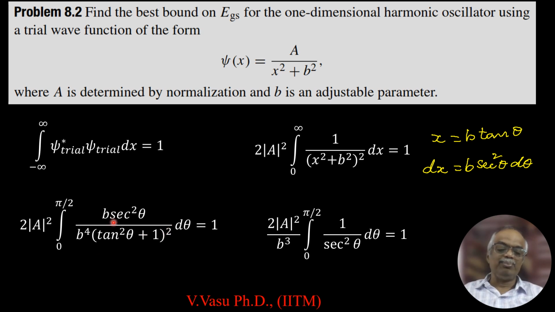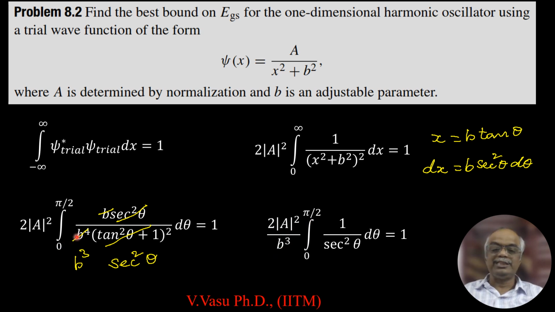Tan squared theta plus 1 is secant squared theta. So this and this will get cancelled. Remember that there is another whole square, so this is secant squared theta squared. Naturally this will become simply secant squared theta. And this b will get cancelled with b power 4, which will become b power 3. So this will become 2 modulus A squared over b cubed between the limits.